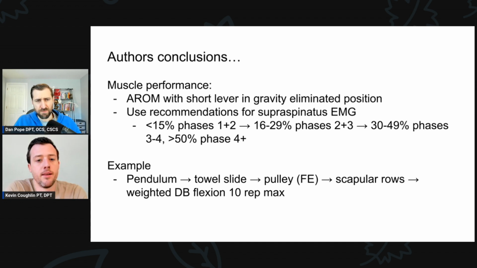So strengthening. They recommend using active range of motion with a short lever in a gravity eliminated position. And one thing that I thought was great that they did is they referenced a bunch of EMG studies, specifically EMG of the supraspinatus. In their phase approach for rehab, phases 1 through 4, they're really good about keeping that EMG level low. So with the exercises you're giving the patient in the first 2 phases, we're really trying to keep the EMG level below 15%. And I think this is good because it gives us confidence in our interventions that we're not overloading the tissue.